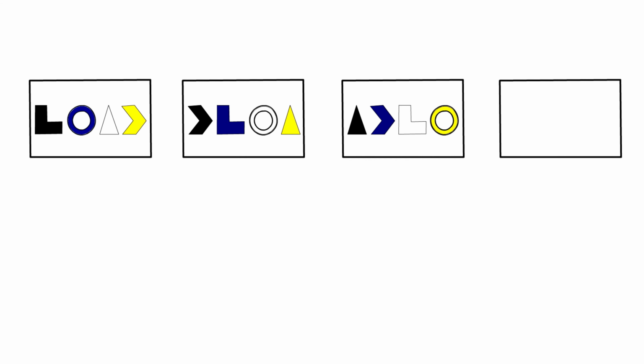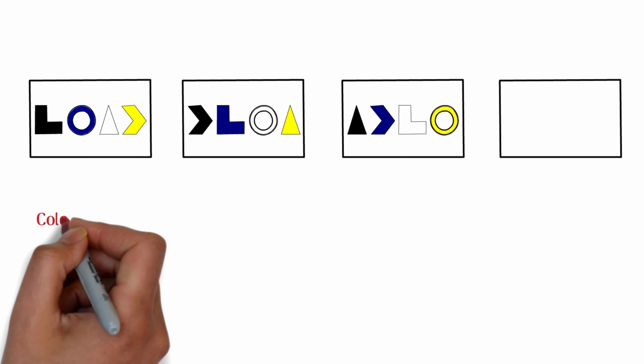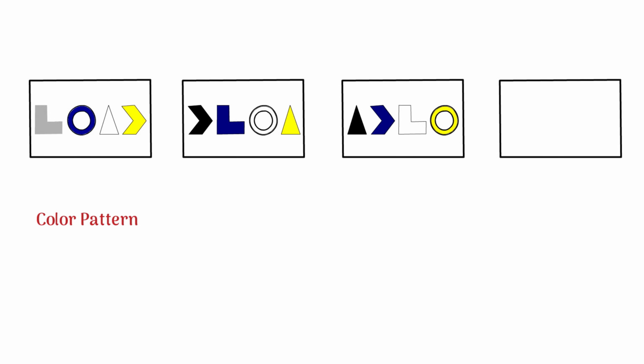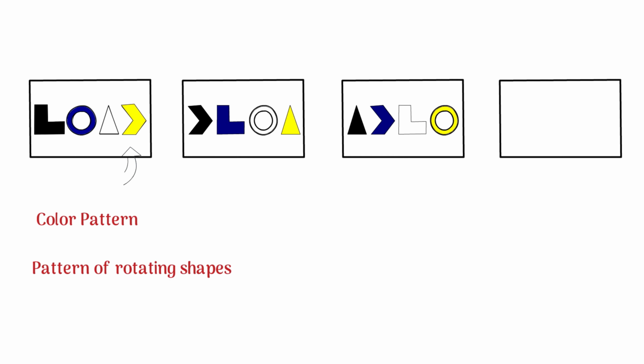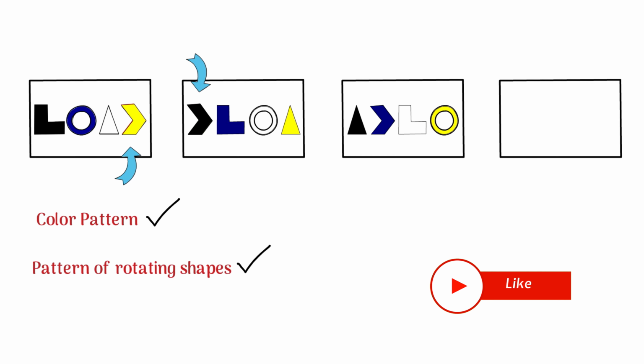In most types of problems, there are typically multiple patterns present. For example, let's look at the color pattern. If you look closely, you see that the first shape inside the rectangle is always black, the second shape is always purple, the third shape is always white, and the rightmost shape is always yellow. The second pattern that you can see if you look closely is the pattern of rotating shapes. You can see that the rightmost shape in the previous rectangle always becomes the leftmost shape in the next rectangle. For example, the yellow arrow from the first rectangle becomes the black arrow in the second rectangle. If you are able to identify at least one of these patterns, you will be able to solve this problem.